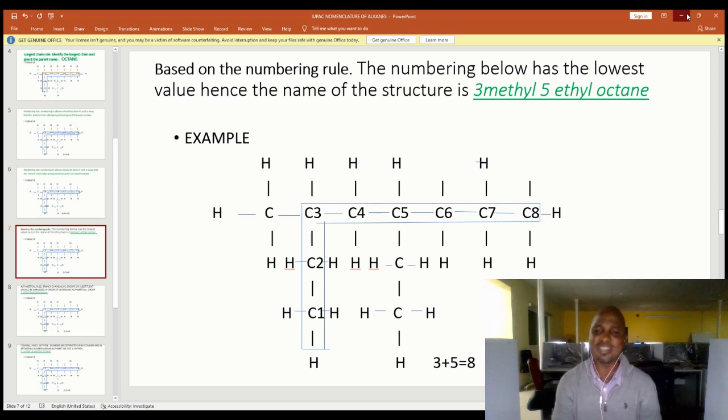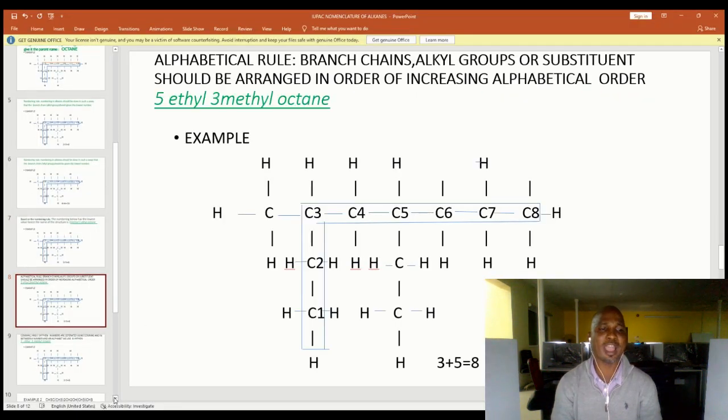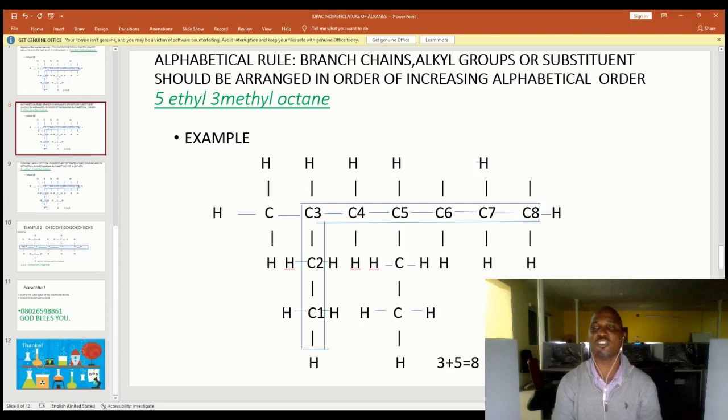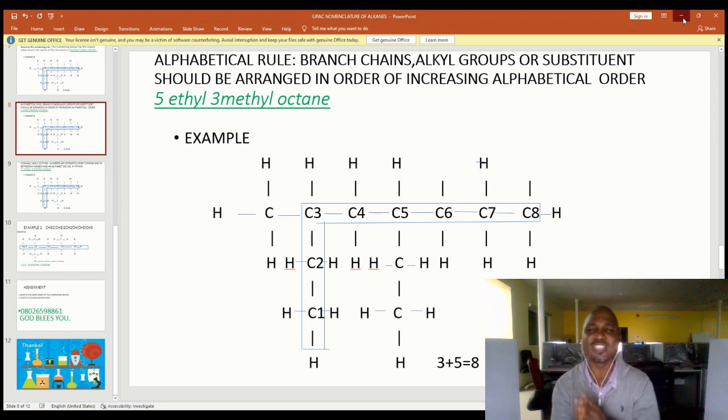Now let's go to the next rule, as we'll be seeing shortly displayed on my screen. My wonderful student, I know you are enjoying these lessons already. Now let's look at the next rule. The next rule is called the alphabetical order rule. Now this rule can be applied in cases where there are substituents, and these substituents are more than one, or these alkyl groups are more than one, or these branching are more than one. Substituent, alkyl group, and branch refer to the same thing. As in this case, there is a methyl group and there's an ethyl group.